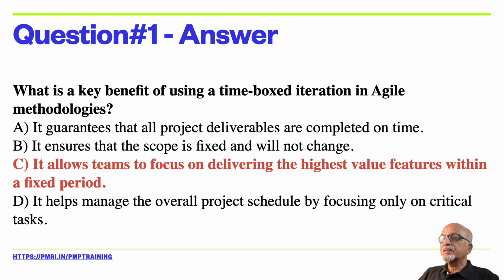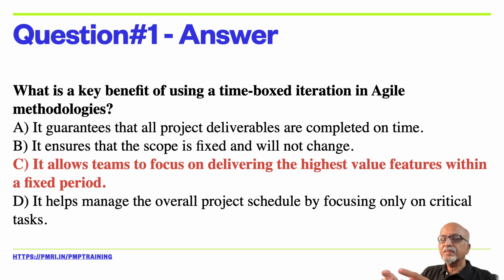Here, the correct answer is it allows teams to focus on delivering the highest value features within a fixed period. Typically in Scrum, the iterations are time boxed into 30-day cycles or lesser. We call it a sprint in Scrum. The general agile term is the iteration. And we prioritize features into these iterations. So we have a product backlog, and from the product backlog, we prioritize features into the iterations.